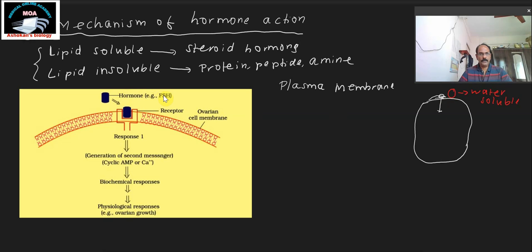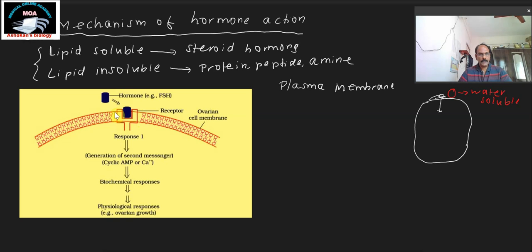Suppose this hormone is FSH hormone. It is actually lipid insoluble but water soluble. So this cannot pass through these membranes directly because it is lipid insoluble. Okay, it will repel this molecule. So what happens? This hormone first attaches to the receptor. The square shown here is a receptor, and the receptor shape and the hormone shape are the same. So it can fit here very tightly.